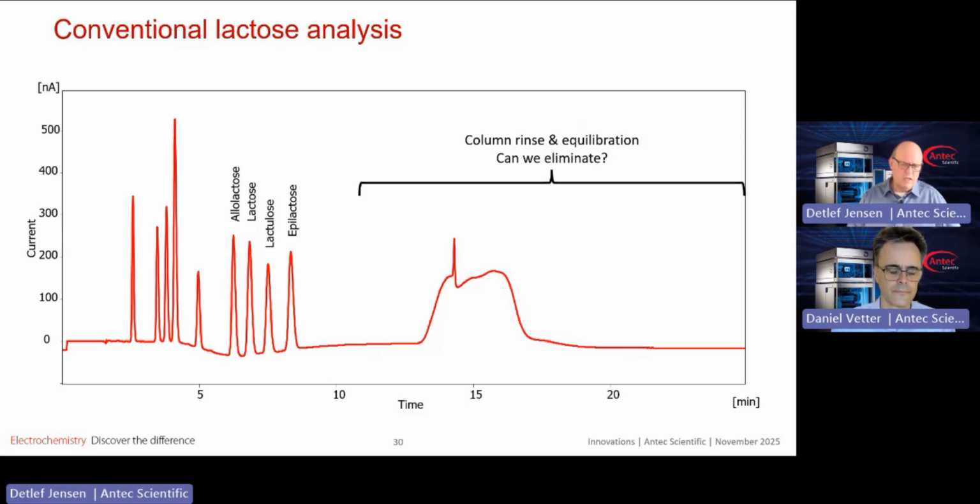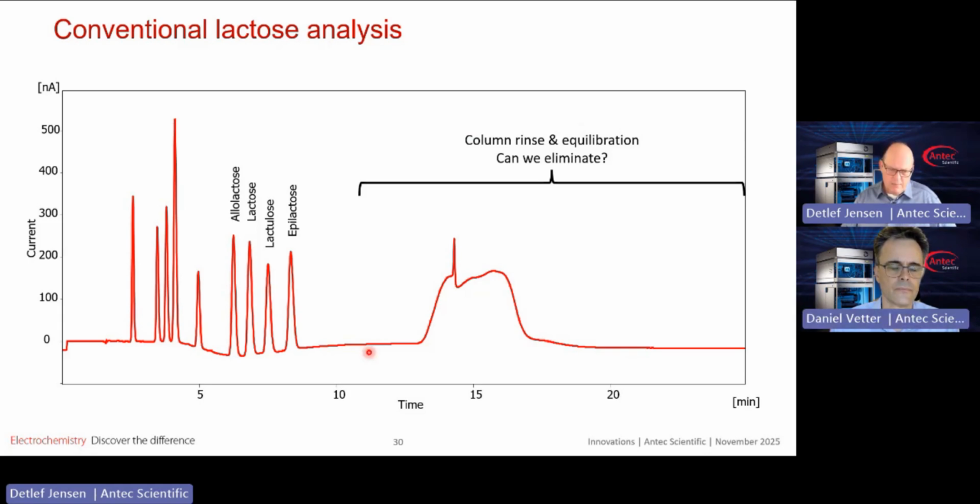So what you do is you take a suitable column like our SweetSap AEX20, you separate the lactose epimers like allolactose, lactose, and epilactose. And after you are ready, you can't just simply go ahead and inject your next sample because there are these oligo and polysaccharides sticking on the column, and you have to wash them out because otherwise your retention times would be collapsing after a number of injections. So you have to wash the column. You have to re-equilibrate the column.